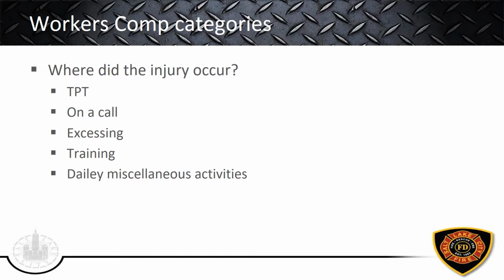The workers' comp categories that we'll be looking at, where did the injury occur? Was it at TPT, on a call, exercising, which I clearly spelt wrong, so that's fantastic. Training and or daily miscellaneous activities. And I have a pie chart later on to kind of show you what that looks like the last 3 years.